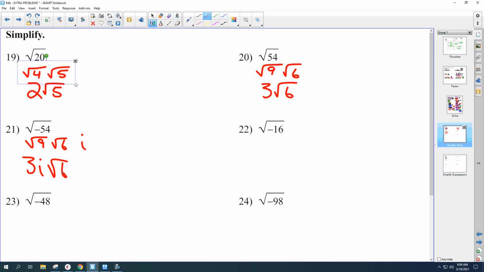Square root of negative 16, well, that's easy because we know the square root of 16 is 4. So it's going to have an i on it.